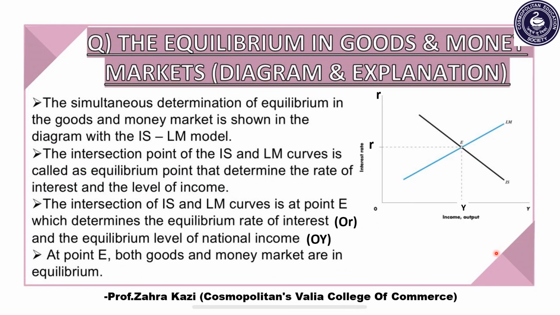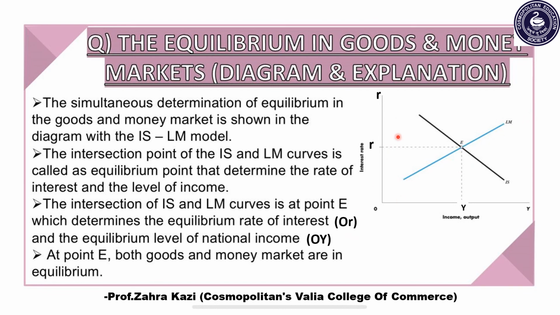Now let's understand the diagram on the right, which shows the simultaneous equilibrium in both the markets, that is the goods as well as the money market. In the diagram, on the x-axis we plot income as well as output, while on the y-axis we plot the rate of interest. The simultaneous determination of equilibrium in both markets is shown through this diagram with the ISLM model. As you can see, we have both the IS curve and the LM curve. The IS curve is downward sloping and the LM curve is upward sloping.